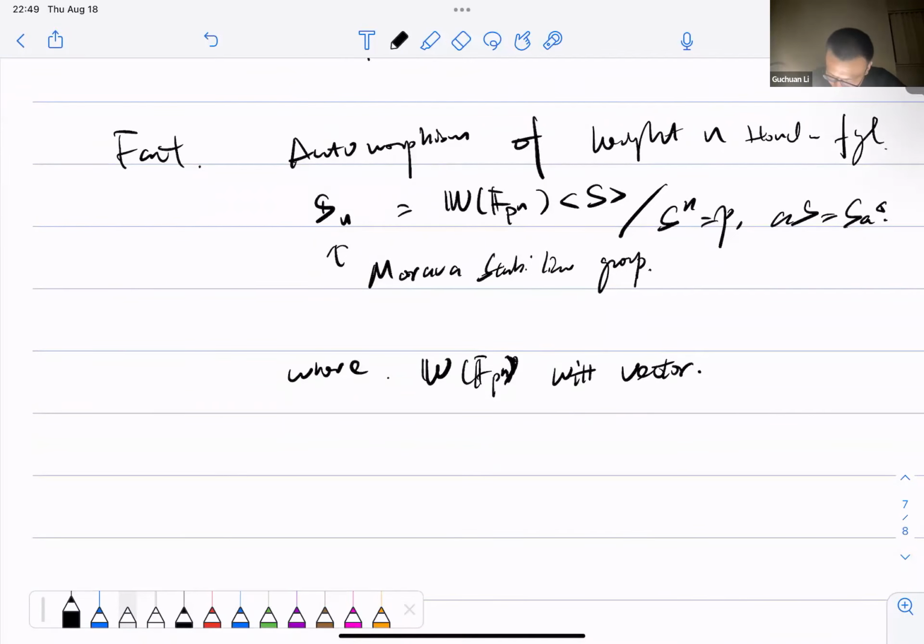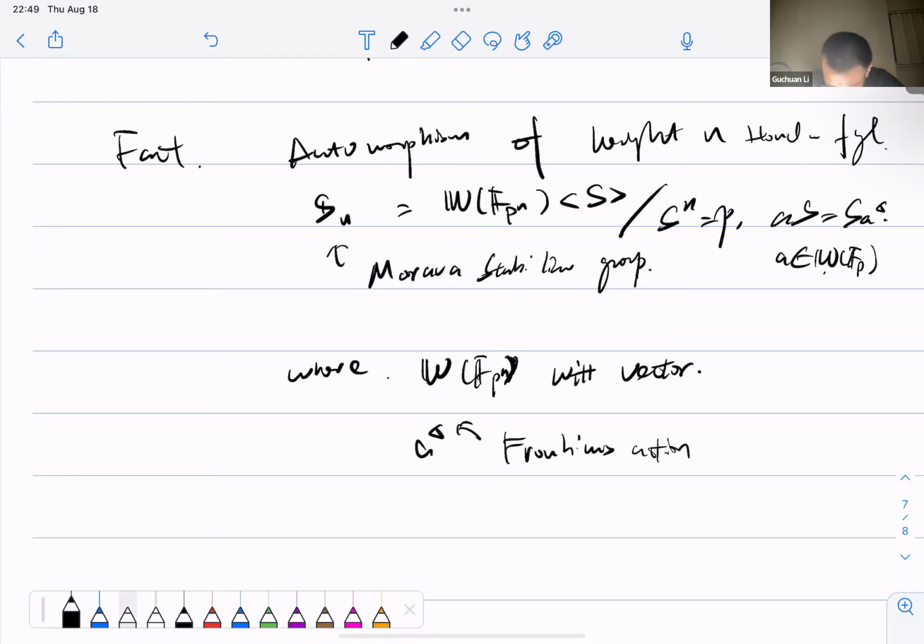And for this one, A is in the coefficients, the weight vector. And A sigma, this is the Frobenius action. So in particular, the weight vector admits a Frobenius action. And the point is this one is non-commutative. So this group will appear and play an essential role in the later story.